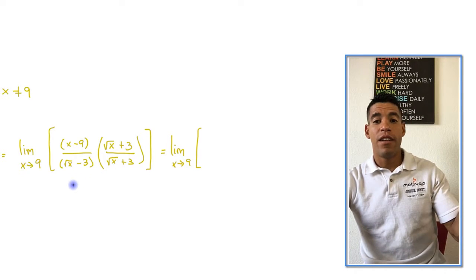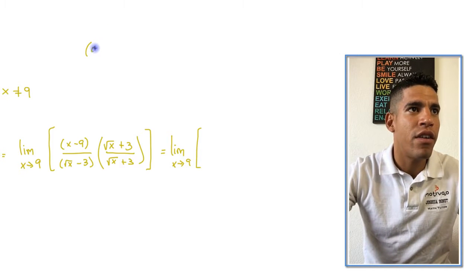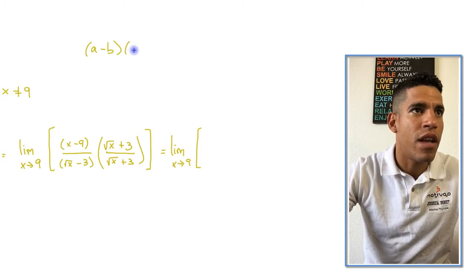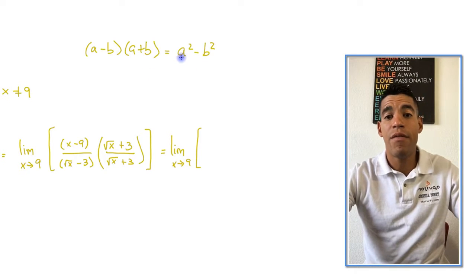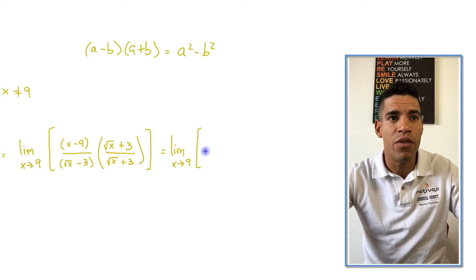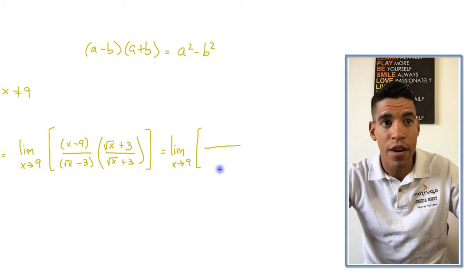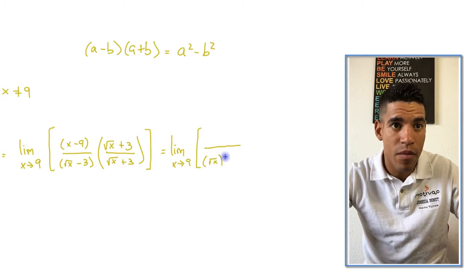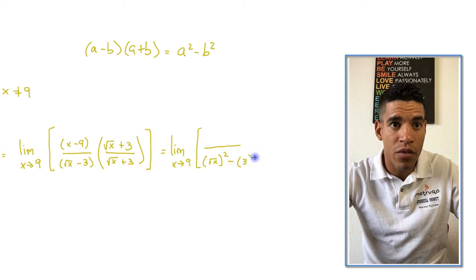And then, if you know the property, I'm just going to write it down. It's easier. A minus b times a plus b is what? A squared minus b squared. Okay? So this is the difference of squares. This is what we're going to use in the denominator. So square root of x is a, so square root of x squared. I'm going to write it down like that. Minus 3 is b, so 3 squared. Okay? And again, the numerator, leave it alone. Don't expand it.